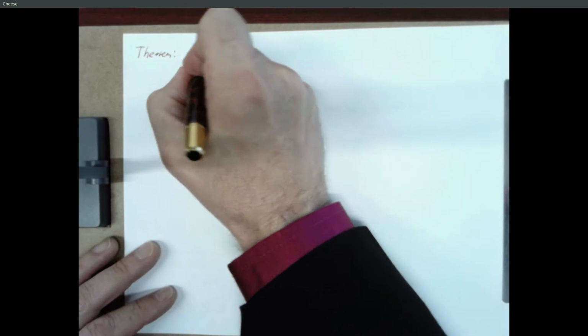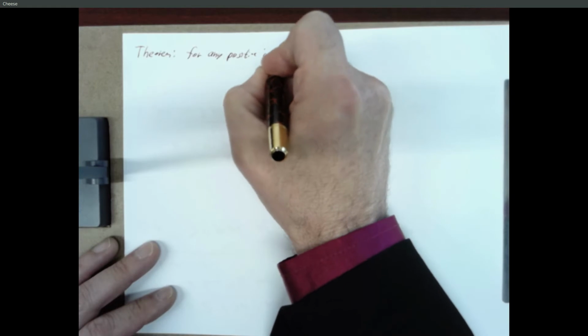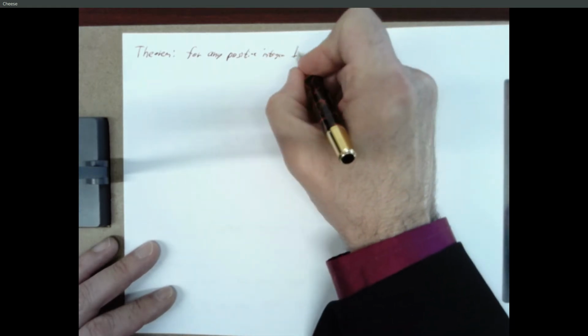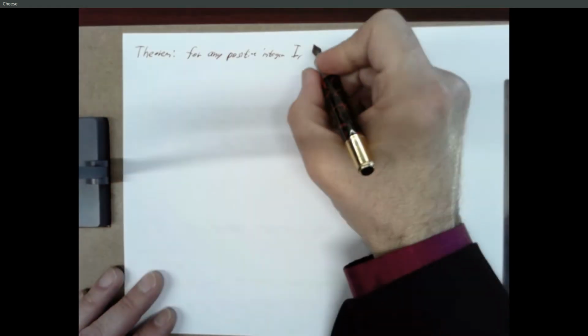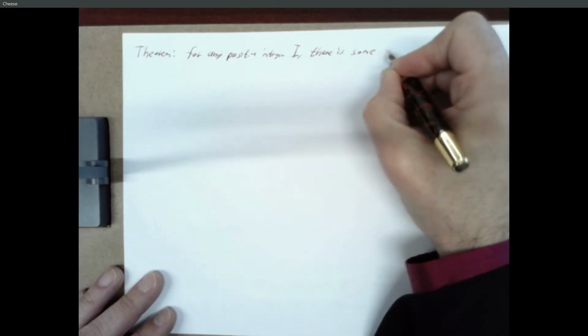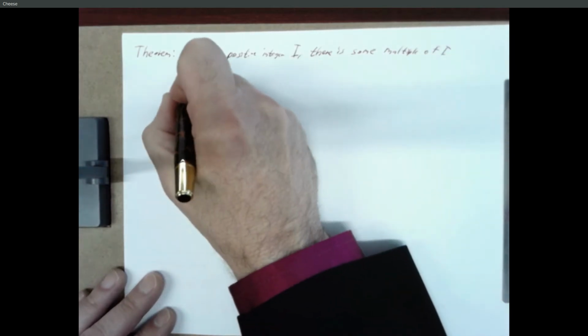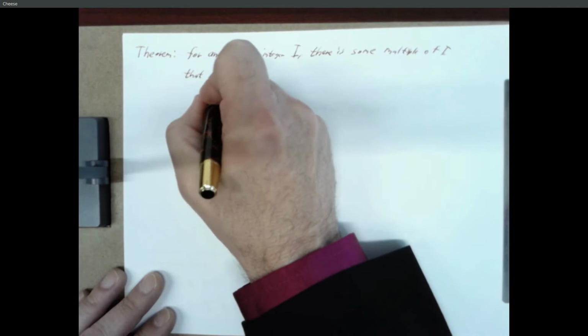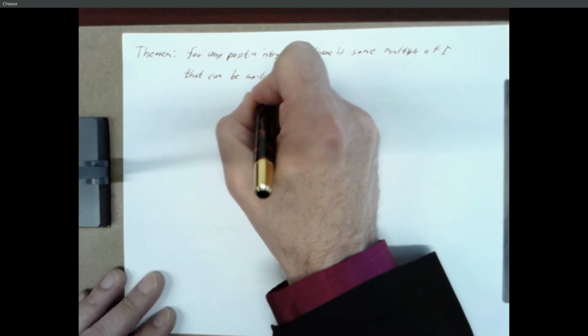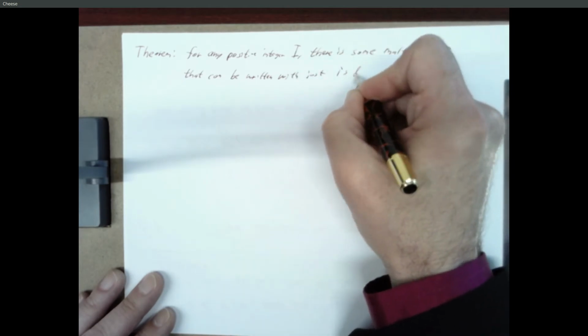For any positive integer, I'll call it I, there is some multiple of I that can be written with just ones and zeros. Written in decimal, not binary.